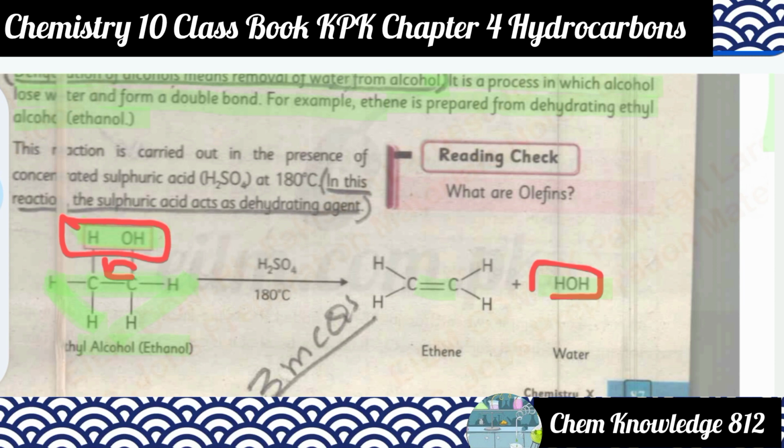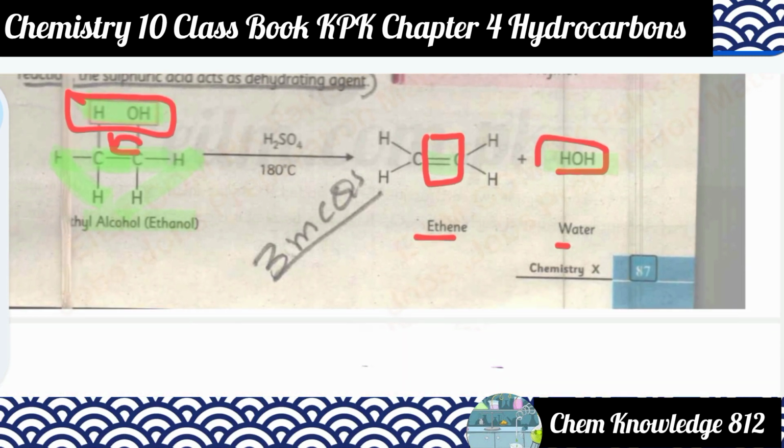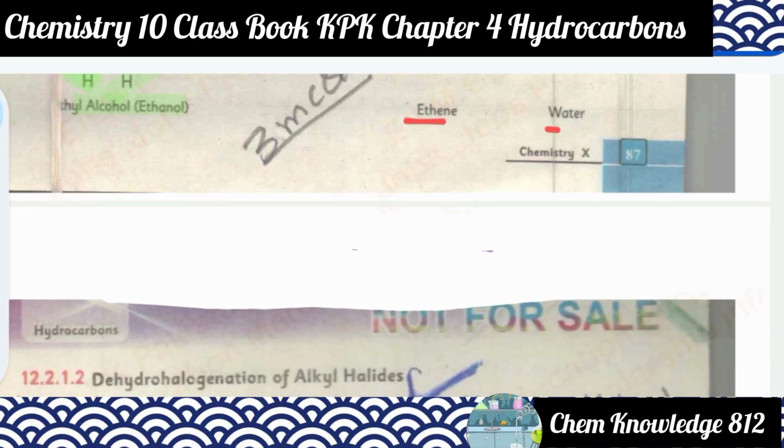So we have removed a water molecule from adjacent carbon atoms, and the single bond is converted into a double bond. So this single bond is converted into this double bond. So this is ethene and water. This is the removal of water molecule from alcohol to form a double bond.